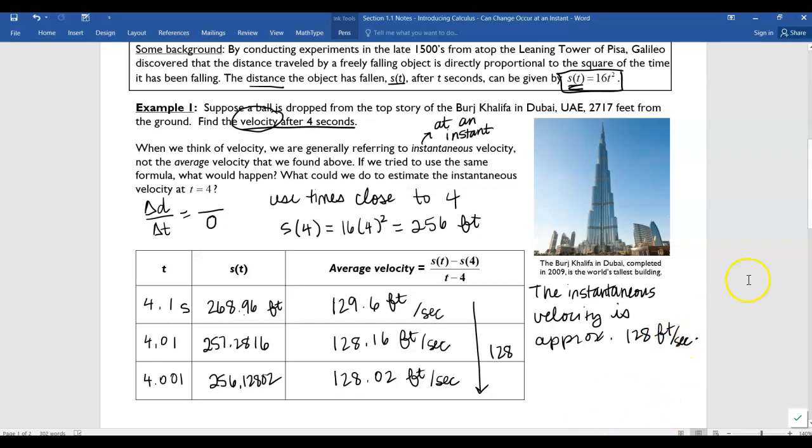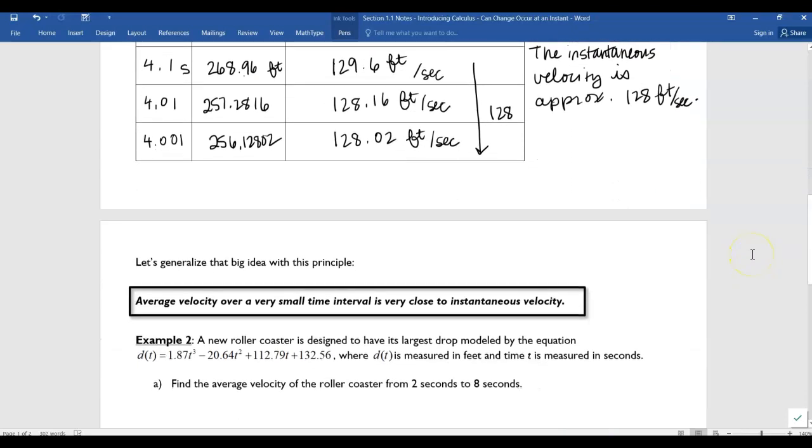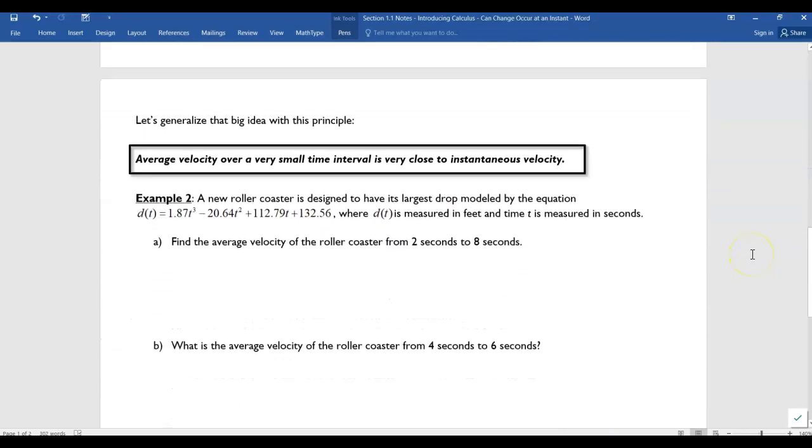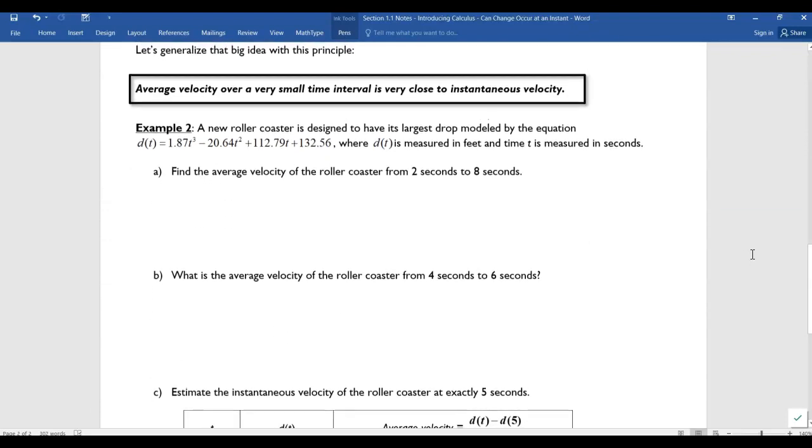So that big idea, really, let's talk about that in a more concrete way. Really what we're saying is that average velocity over a very small time interval is very close to instantaneous velocity. And so what we really want to think about is getting infinitely close to some point. We'll never actually reach it, but we just want them to be infinitely close.